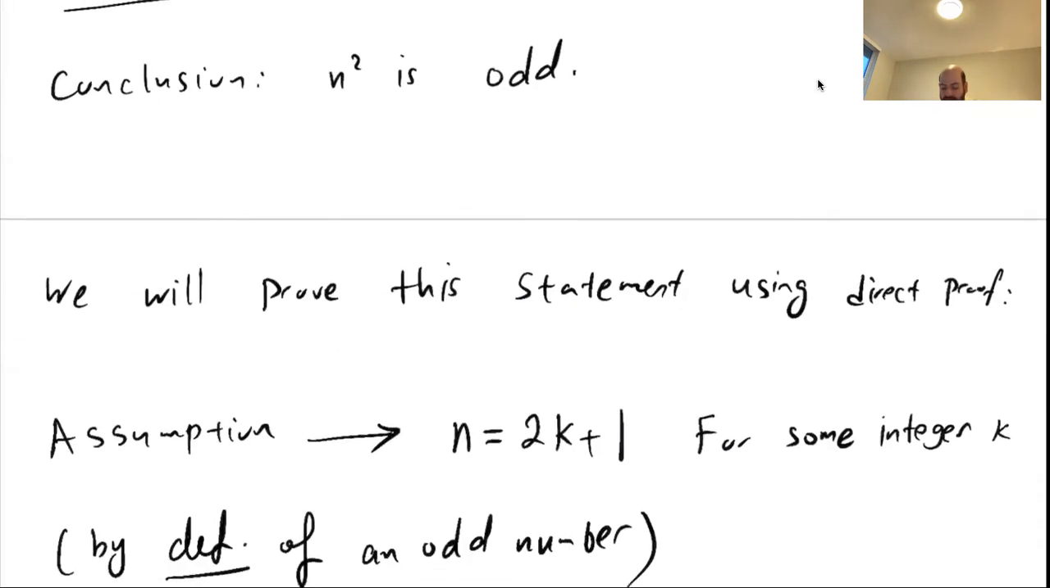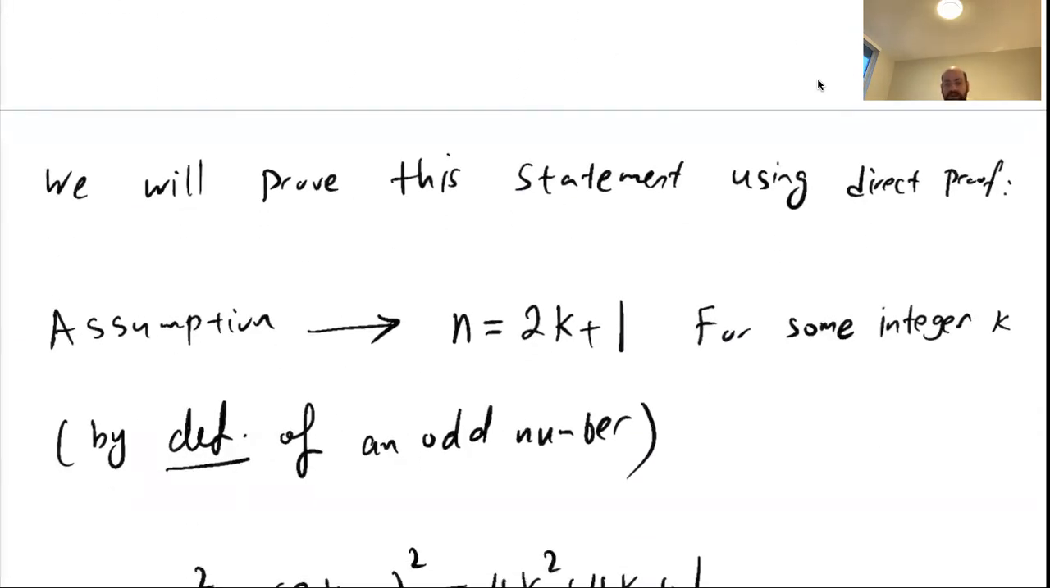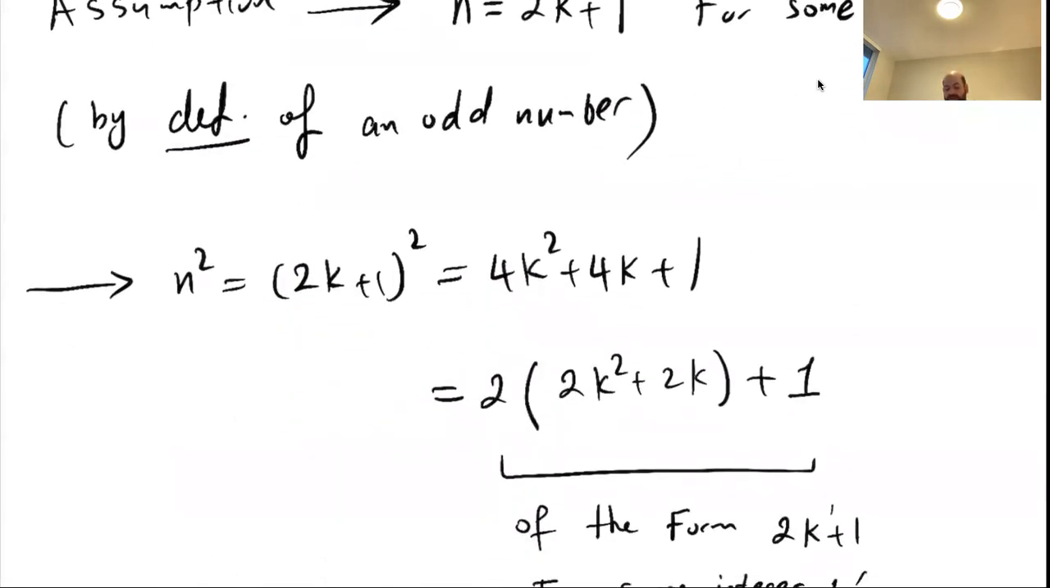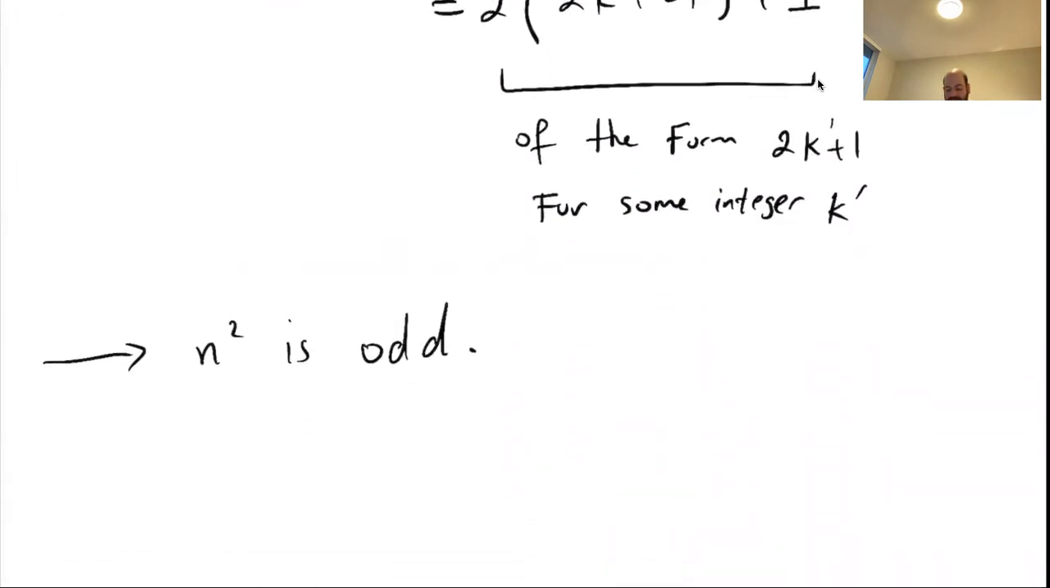In general means what? Means I took an arbitrary odd number, and an arbitrary odd number is of the form 2k plus 1 for some integer k. So I'm not specifying what k is or what n is, right? So n could be any odd number. I'm not specifying which odd number. So that means it's in general. And then I calculated n squared and showed that that's also odd.